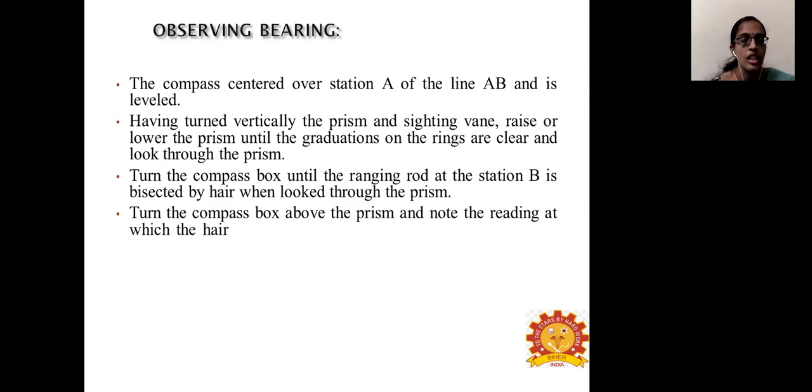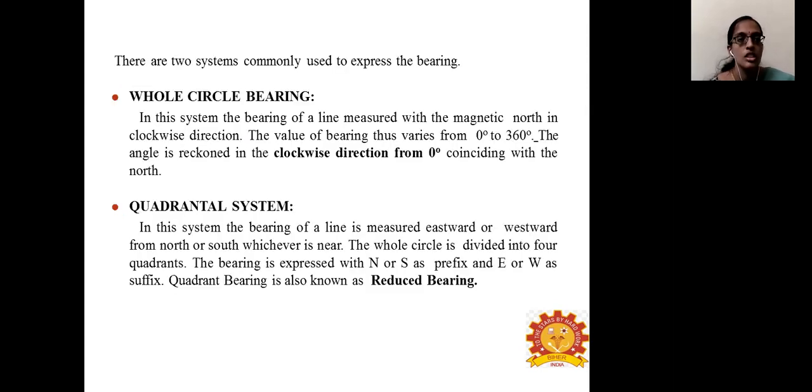Okay, so after that, what we have to do is turn the compass box above the prism, and record the readings at which this hair is pointed. This is how we record these readings. There are two types of system which are commonly used. One is whole circle bearing. Here, they assume it to be the whole circle, so the angular reading might be around 0 to 360 degrees.